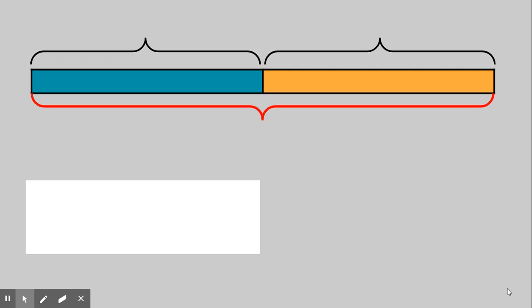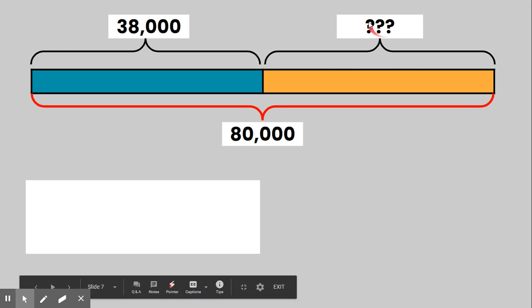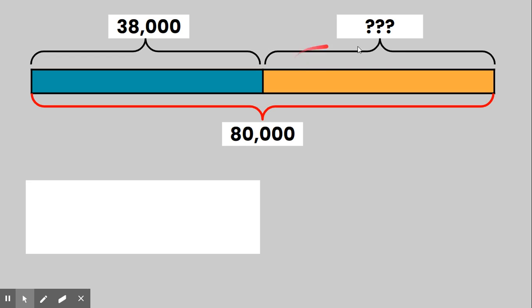Here's another bar model. This time, we already have the value of the whole bar model. We also have a value of one part of our bar model, but our mystery value is this other part of the model. How can we find the value of this mystery part if we already have one part and the whole? Well, we're going to subtract and find the difference.